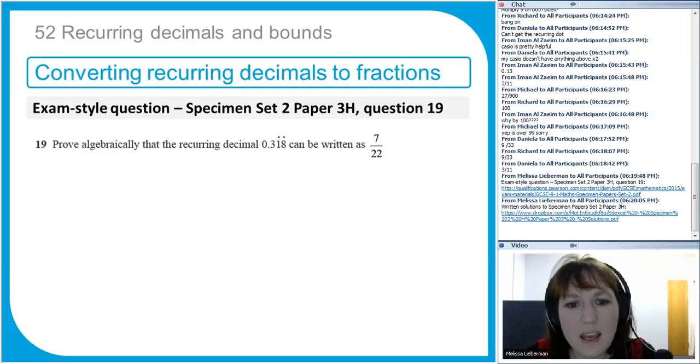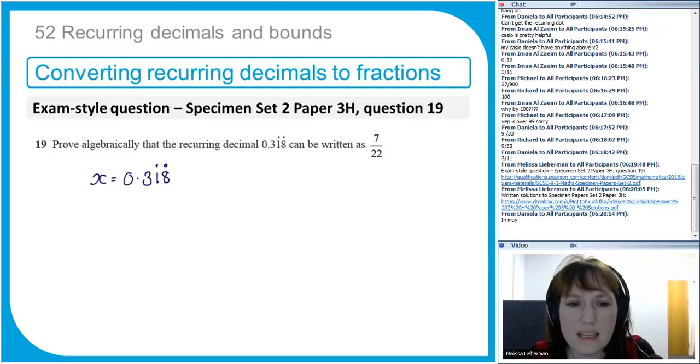So what do we do? Exact same method. First of all, we set the recurring decimal to x. We write it in full, so it's always the same steps.